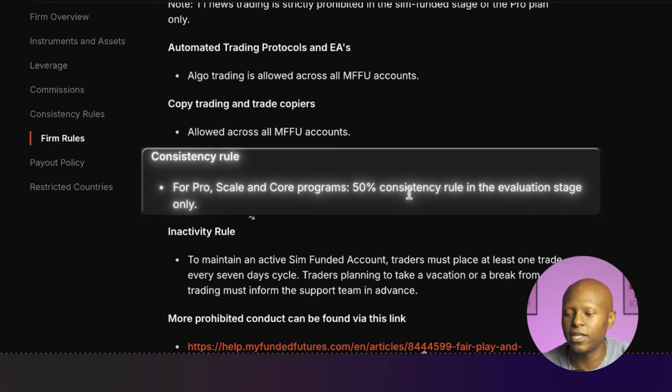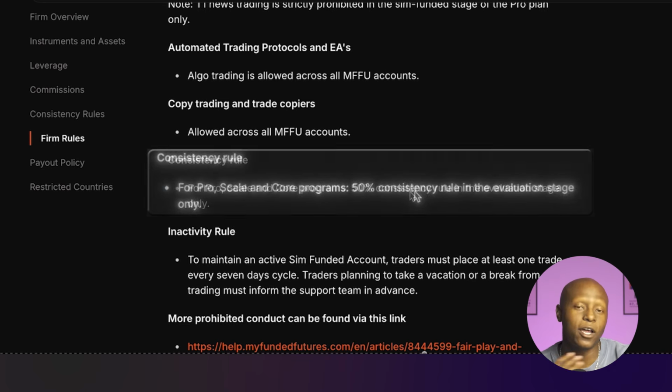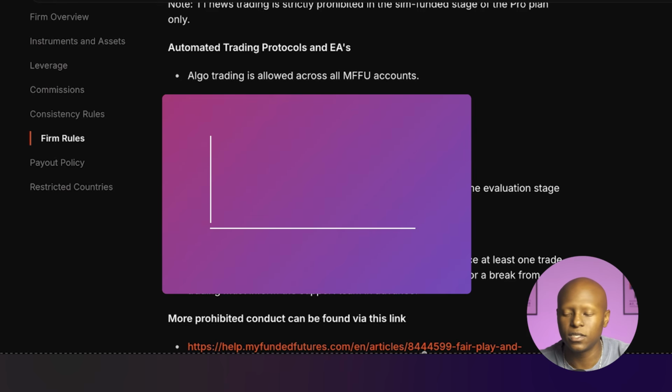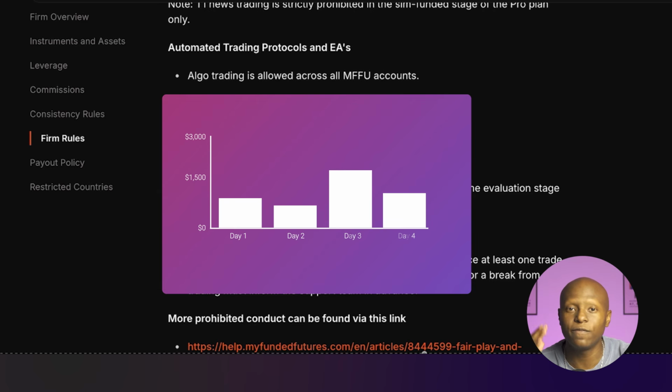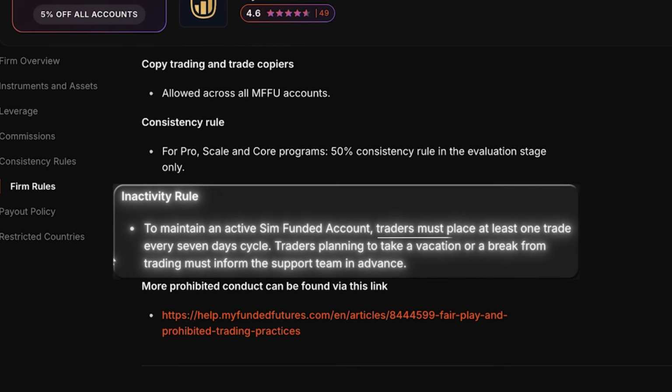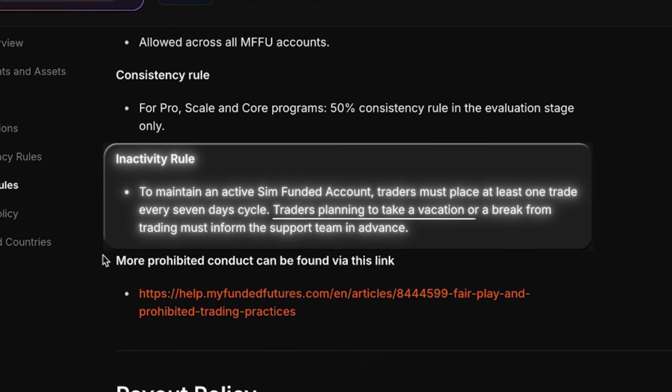For the pro plan, they have a 50% consistency rule in the evaluation stage only. So not on the funded stage, but only on the evaluation stage. A 50% consistency rule means that you can't make more than 50% of the total profit target in a single day. This means that you have a cap on the 50K account of $1,500 in a single day that you can make only on the evaluation. And they do have an inactivity rule. You need to place at least one trade every 7 days. It says here that traders planning to take a vacation or a break from trading must inform the support team in advance.